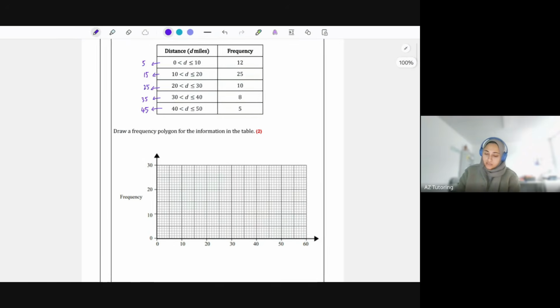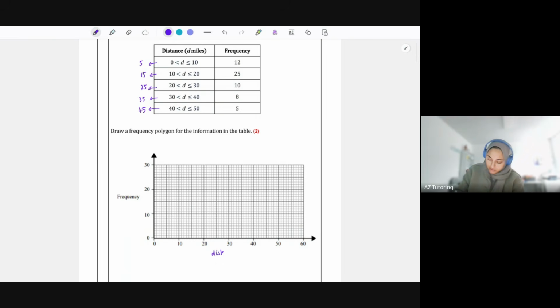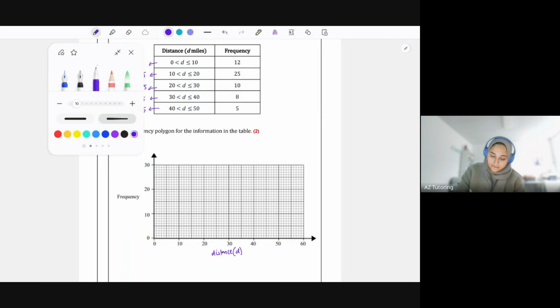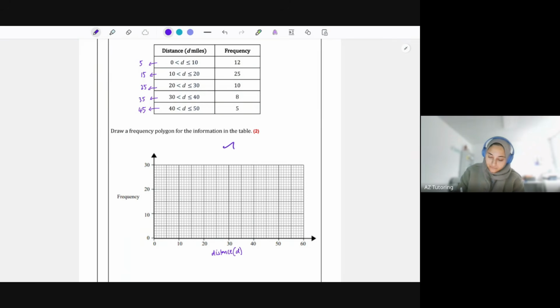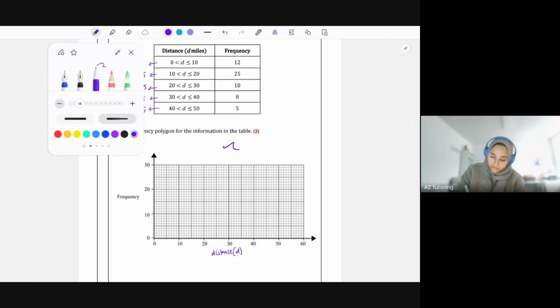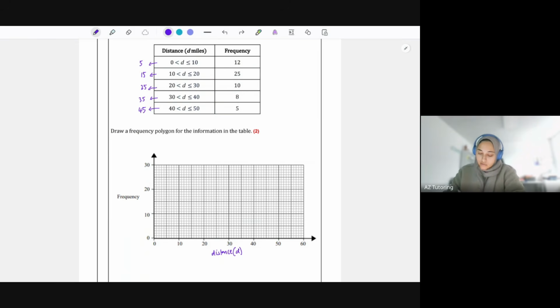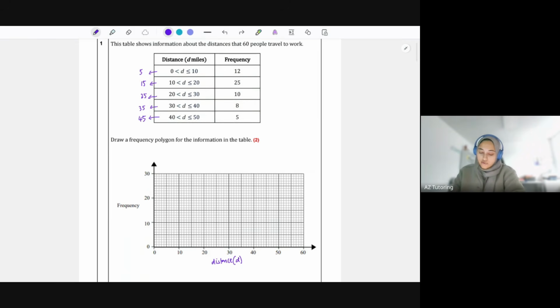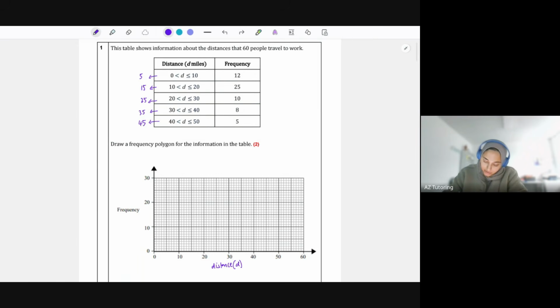So it would have been labeled in the exam. I just forgot to put that on. So that's distance, and that's d miles. Okay. So that's what we're plotting on the x-axis, and the frequency is what we're plotting on the y-axis, which we could see there. So the first one is 5, 12. So 5 is in between 0 and 10, and then 12 is up to there, because each box just represents 1 on the y-axis. The next point is 15, 25, which is right here.